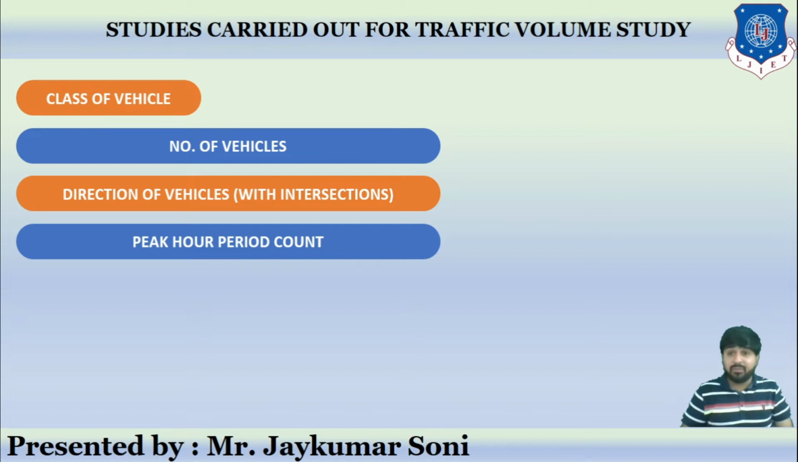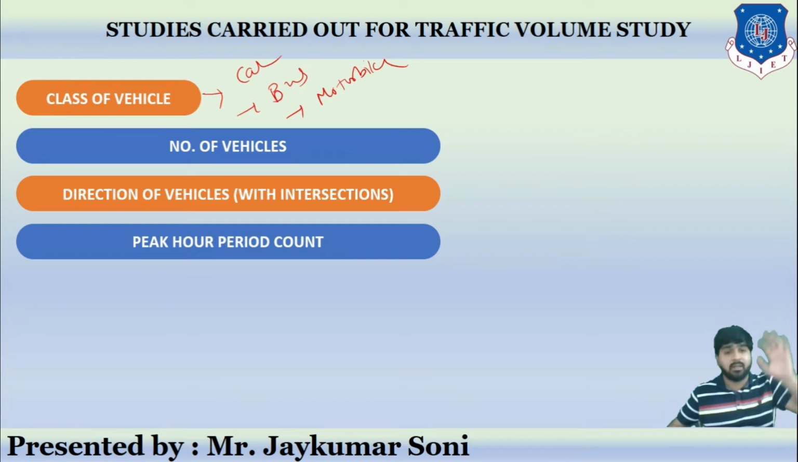In order to conduct the traffic volume study, we need to have the class of vehicle. Class of vehicles means a car is a class of vehicle, a bus is a class of vehicle, a motorbike is a class of vehicle. So which kind of vehicles are traveling? Then comes the number of vehicles, that this many vehicles are traveling, and from which direction. The peak hour period count means in the morning 3 hours and the evening 3 hours. That may vary according to the situation. That data should be collected.